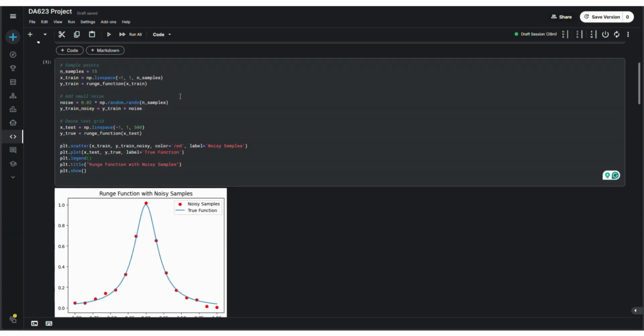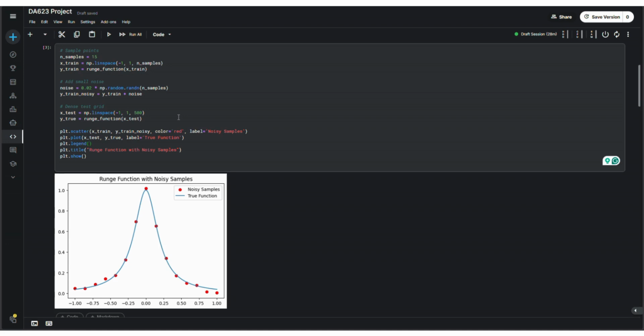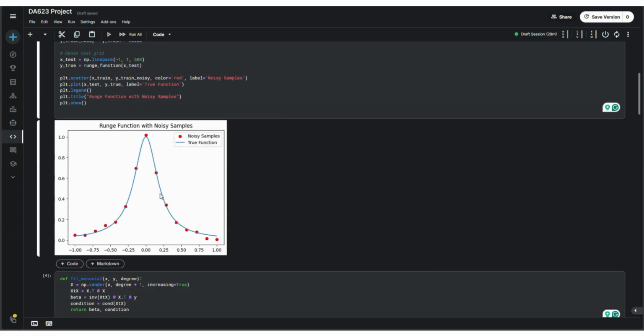In the third cell, I have generated some sample data points which are noisy in nature. I have generated 15 such sample points in the interval of -1 to 1, and to simulate real-world measurement, I have also added a small amount of Gaussian noise. In this plot, there are red points, which represent the observed data, and a bell-shaped curve, which represents the true function.